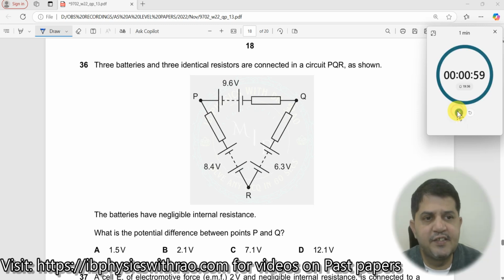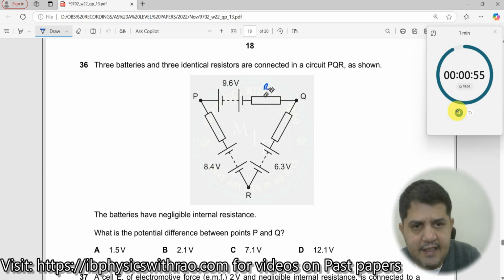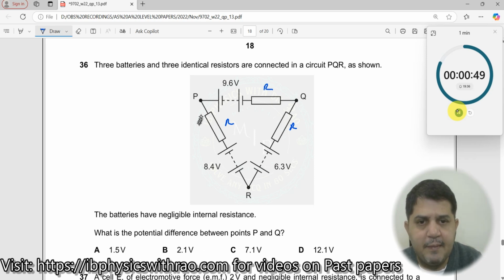Question number 36. Three batteries and three identical resistors are connected in a circuit. Identical means all of them have the same resistance. The batteries have negligible internal resistance. What is the potential difference between point P and Q?